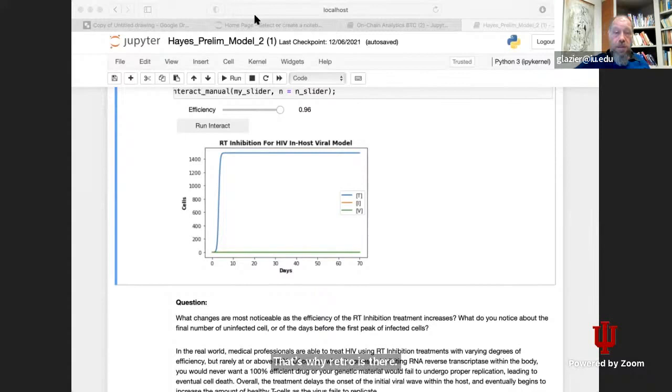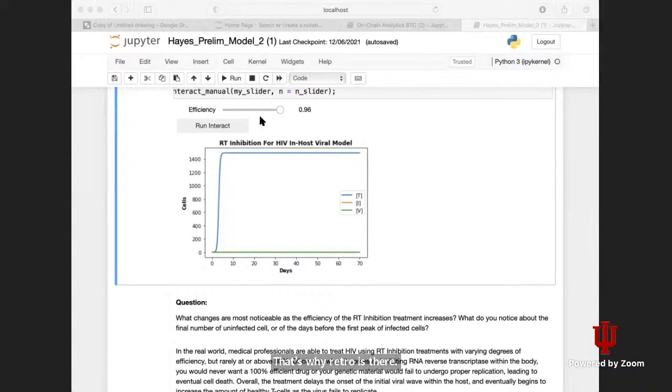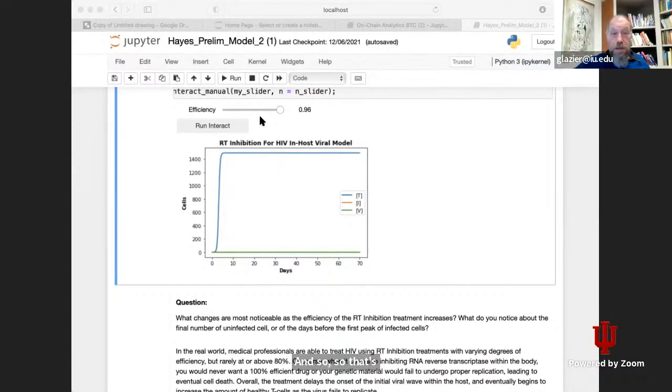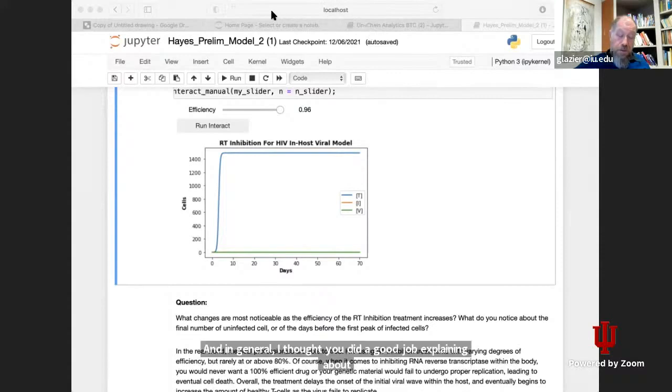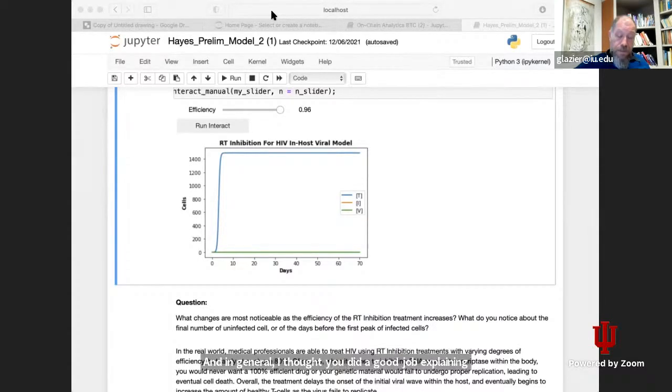So I mean, that's not critical to the modeling you're doing, but you want to be careful when you're describing the biology to get that right. And in general, I thought you did a good job explaining the biology, but that one point, I think, is probably worth looking into a little bit more.